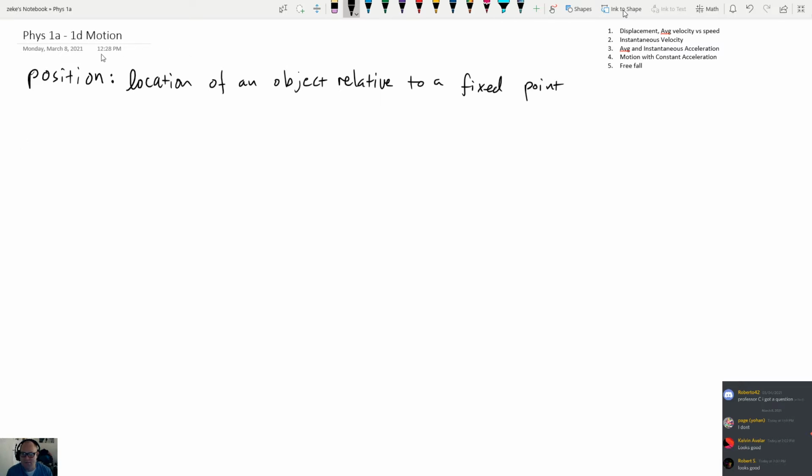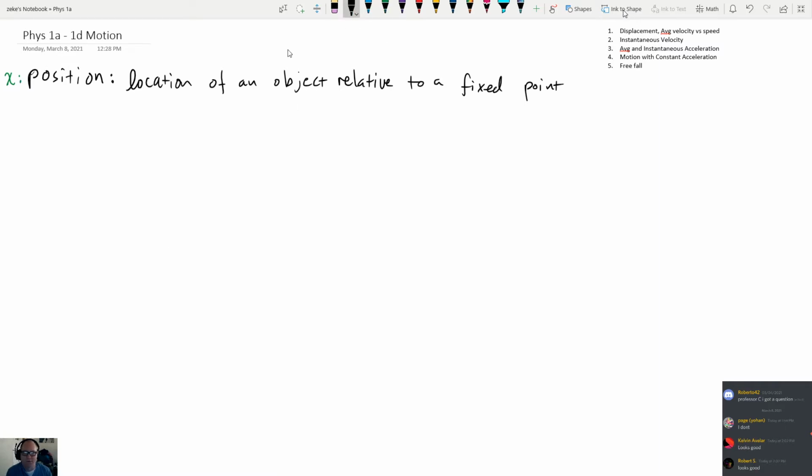In this particular section of the class, we're going to start off by just talking about one-dimensional motion, which means all of our position is going to be defined with just the letter x, basically. So we'll use the symbol x to represent the position of an object, and the symbol x is just going to represent the distance from some origin.